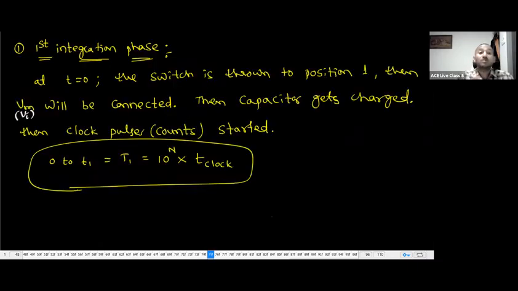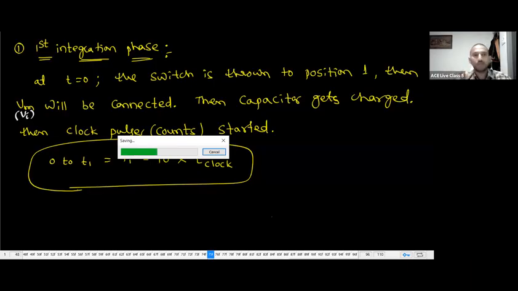Until it counts the maximum number that I told you, 10 power n, where n means number of digits. And T clock, each and every clock pulse will have its own time. So if I multiply these two, we are going to get the total time period. Up to this, clear or not? What will happen after that? I'll tell you.